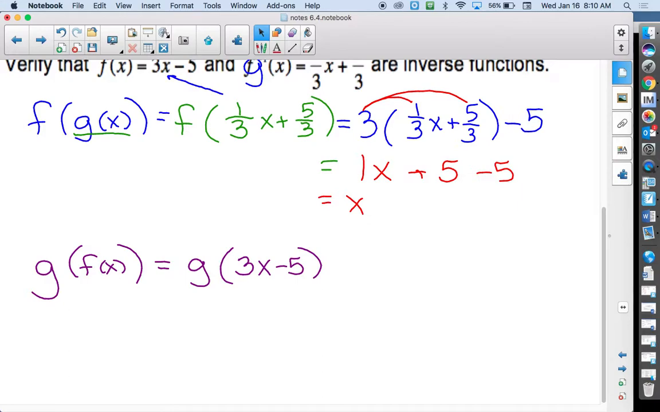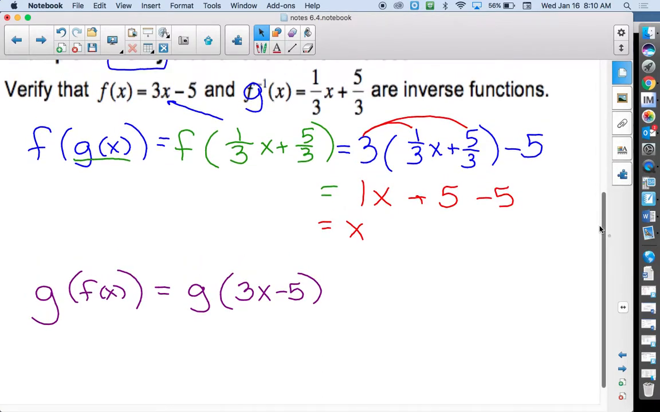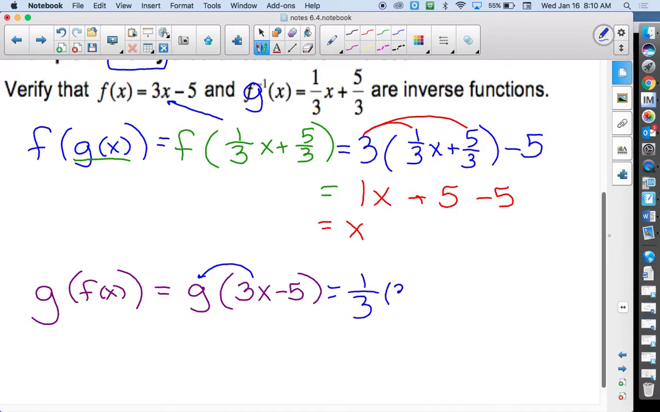So taking out f, replacing it with 3x minus 5. And just like we did above, now we're looking at g. And wherever there's an x in the g function, we're replacing it with this 3x minus 5. So it has 1/3, and then x is 3x minus 5, and then plus 5/3.